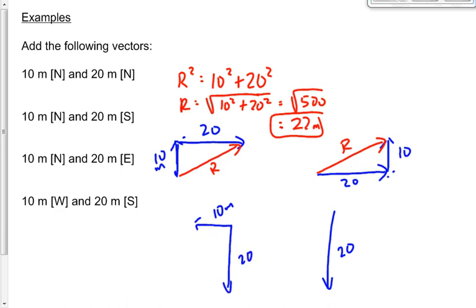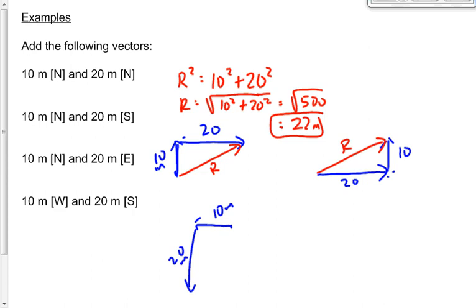Is that okay? Is that okay, James? No? What's wrong with it? Yeah. We've got it drawn back to back. It needs to be back to front or front to back, however you want to say it. So we've got a couple of options here. We can draw it this way.